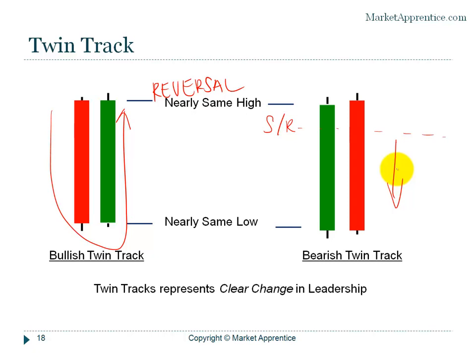Twin tracks represent a clear change in leadership. For example, here the sellers were taking control, but by the next session, the buyers have taken control. In this example, the buyers were initially taking control, but at the end of this twin track, the sellers were taking control.